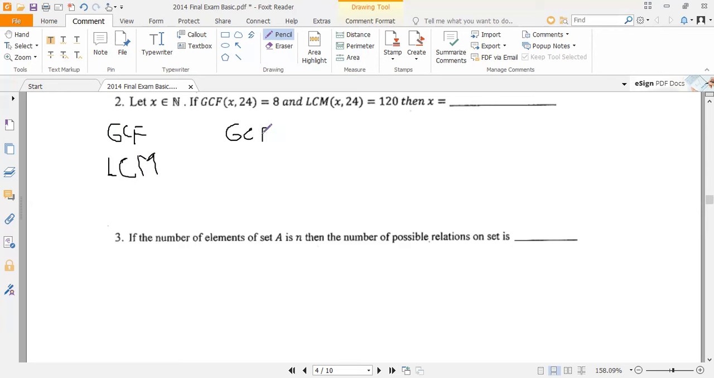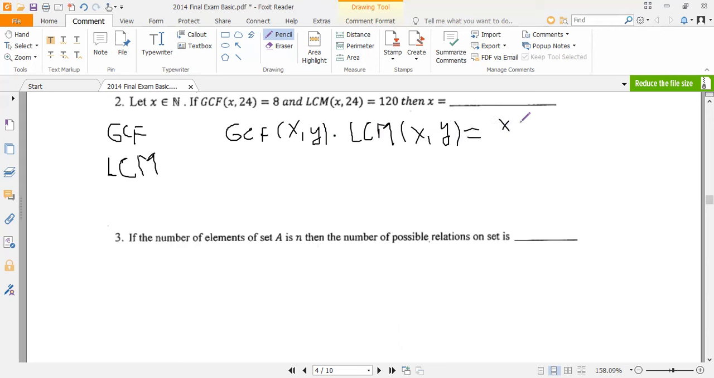For 2 numbers X and Y, the GCF of X and Y times the LCM of X and Y is always equal to X times Y. We are given the GCF, which is 8, and the LCM, which is 120. So 8 times 120 is equal to X times 24.